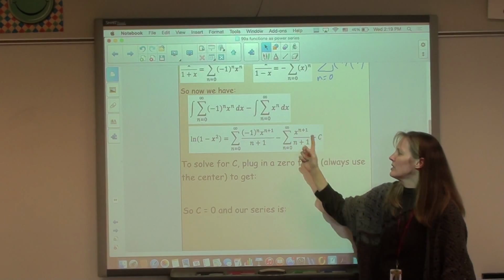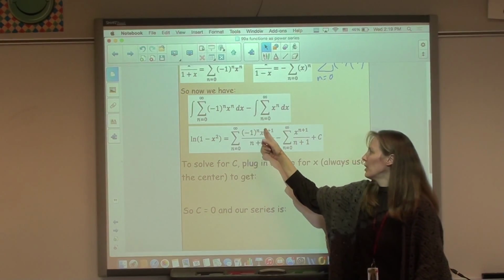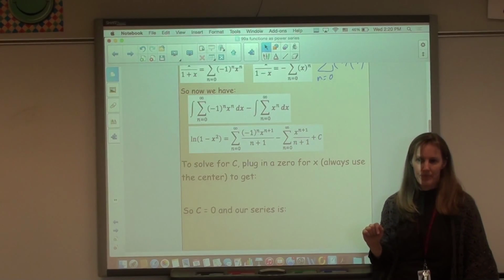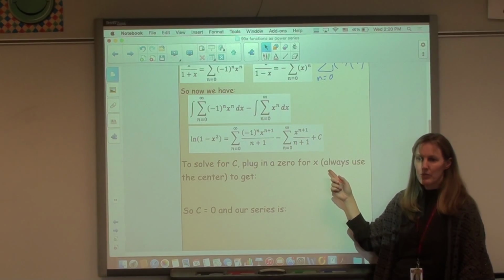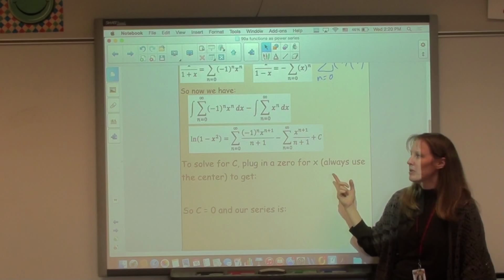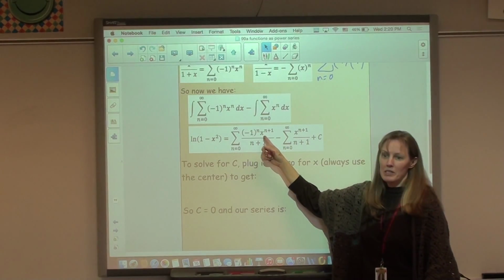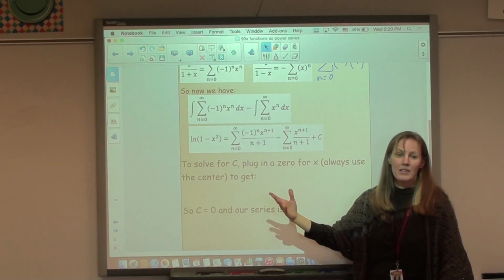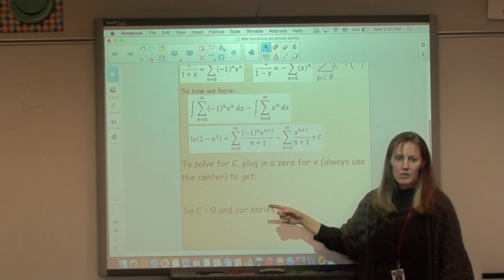So, to solve for c, you get natural log of 1 equals 0 minus 0 plus c. Just pick a number for x and plug it in. I would plug in 0. You always want to plug in your center, because it doesn't matter what anything else is, you're going to be multiplying it by 0 to the n. Just put one c for all of the constants.